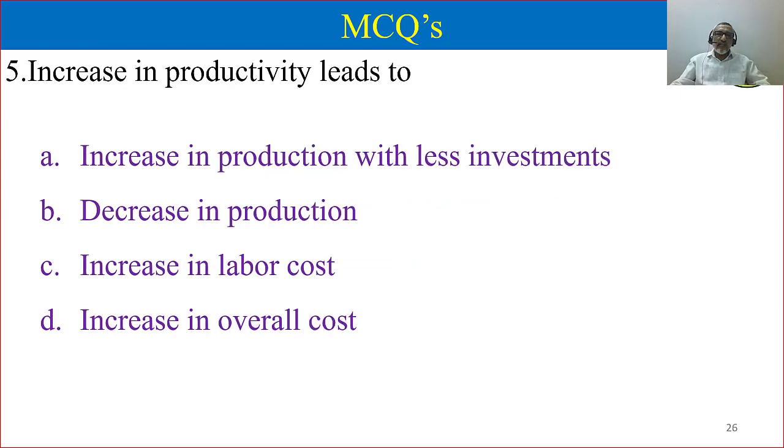Increase in productivity leads to increase in production with less investments, decrease in production, increase in labor cost, or increase in overall cost. Production need not decrease with productivity. Labor cost will not increase, and overall cost will not increase. So the right answer is increase in production with respect to less investments.